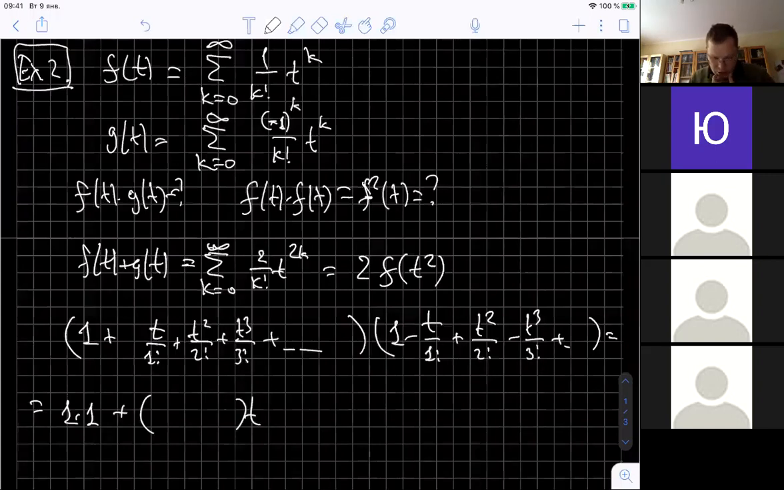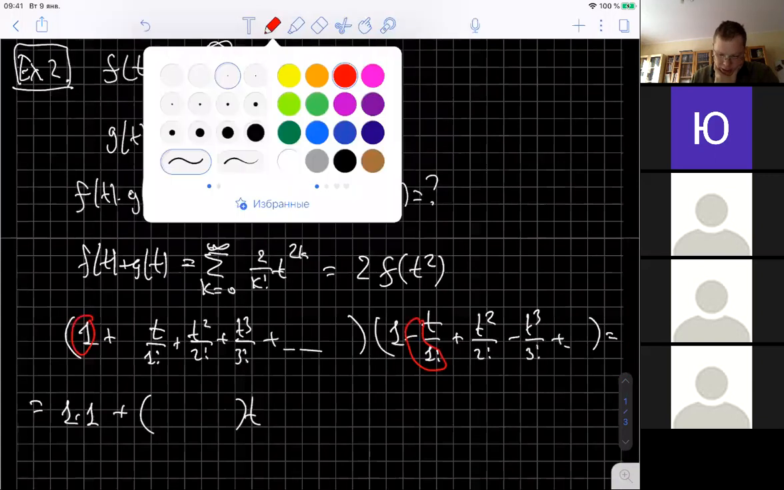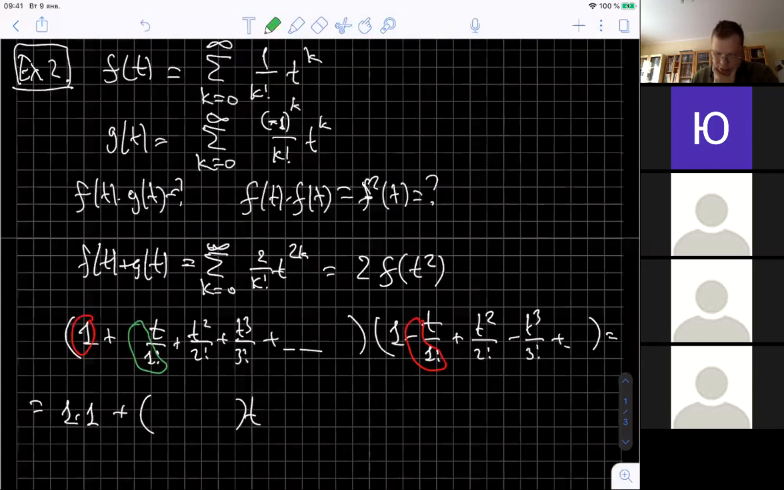before the t? If you need to calculate this coefficient, you need to take 1 from the first bracket and minus 1 over 1 factorial from the second bracket. Or you can take 1 over 1 factorial from the first bracket and 1 from the second bracket. So you can just write here that you will have something like this.